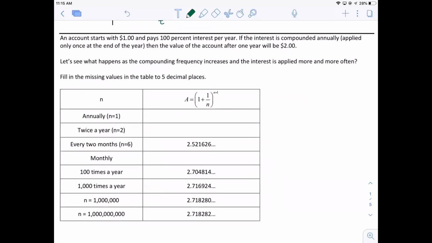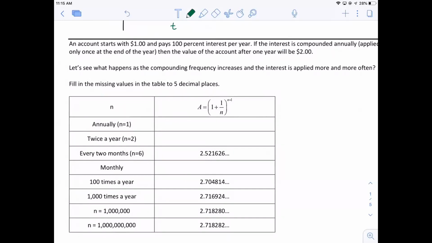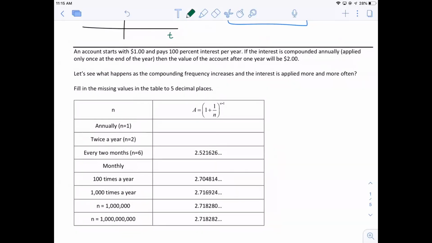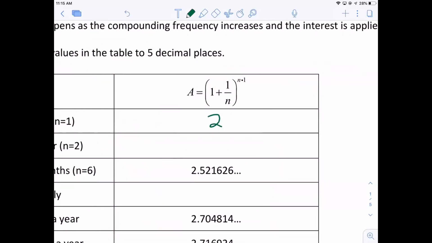So an account starts with $1 and they pay 100% interest per year. This is just a thought experiment. If we have 100% interest each year, compounding annually, only once at the end of the year, then the value of the account after 1 year is going to be $2, right? Because 100% of a dollar is $1. So we get $1 of interest onto our $1, that's $2. So let's see what's going to happen as we apply interest more and more often, as we change our compounding frequency. If we apply interest once a year, like we said, we're going to have $2.